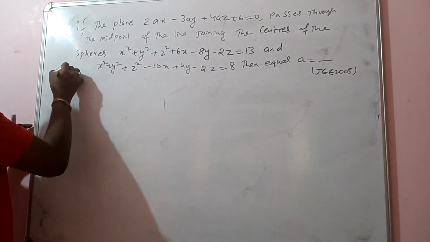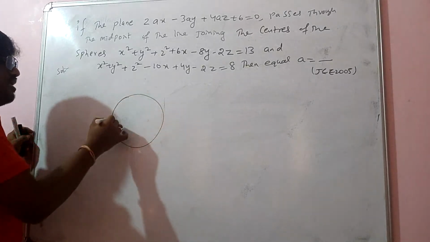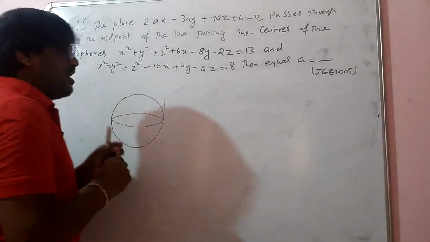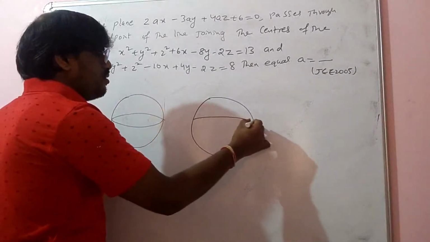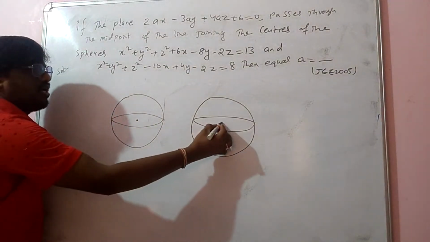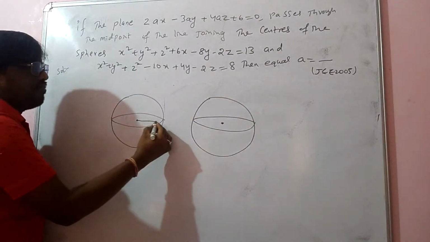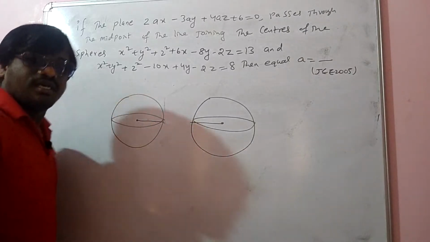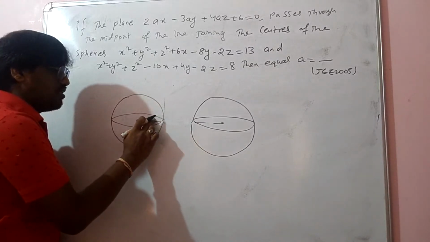Very simple question. In olden days they used to ask this. So you can see this is the sphere you have, and there is one more sphere. You have two spheres, and there is a plane in between them. These are the two spheres.